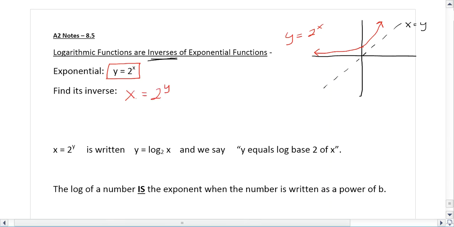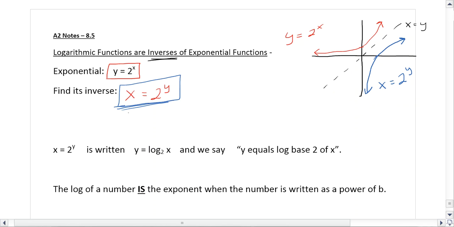Except in this case, we can't solve for y. All we can do is switch them around because we don't have a method to get this y out of the exponent. So let's graph this over here on our xy axis and take a look at what we have. All right, so I attempted to graph in blue here the best I could, x equals 2 to the y. And the t-charts for both of these graphs are on page 354 if you want to take a look at them. And you can see they clearly are mirror images of one another over the line y equals x.